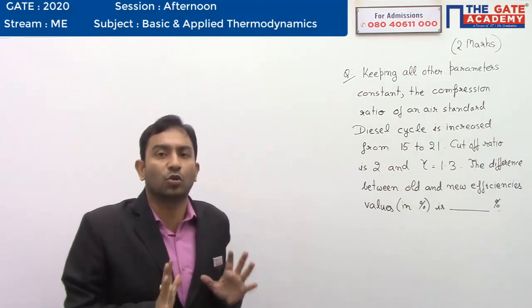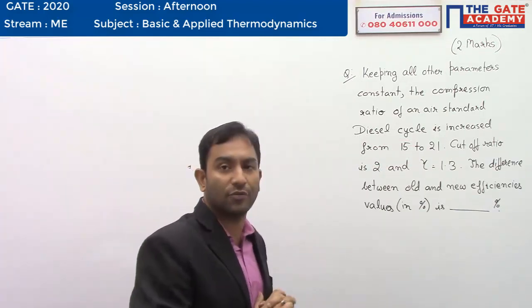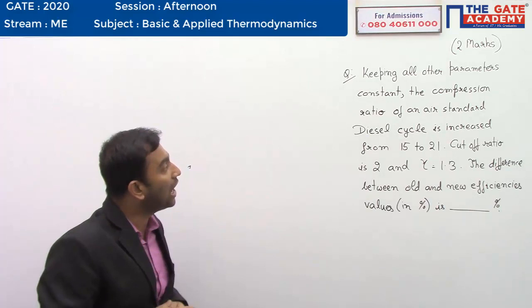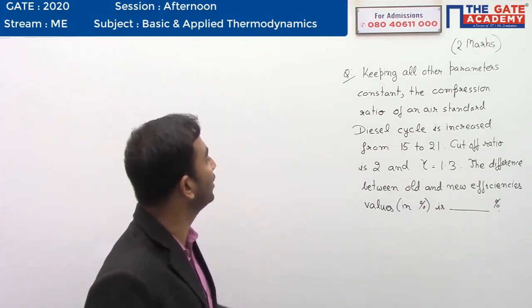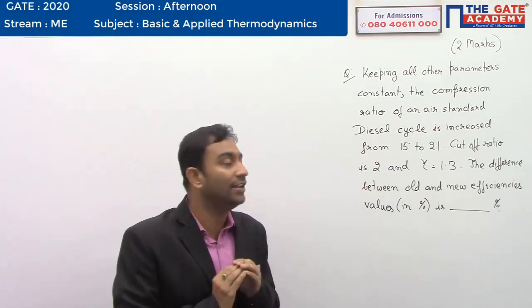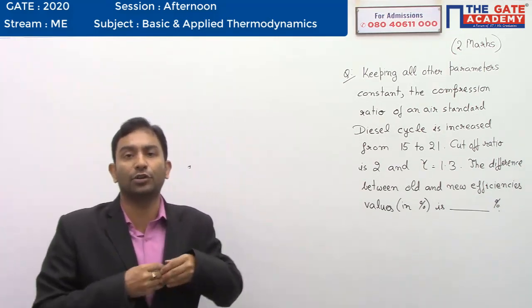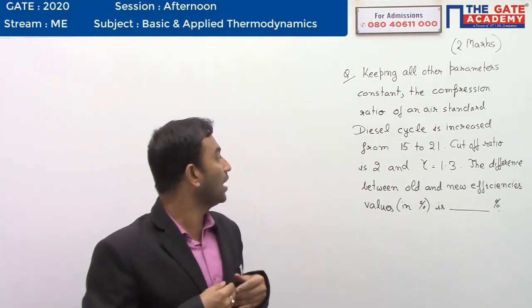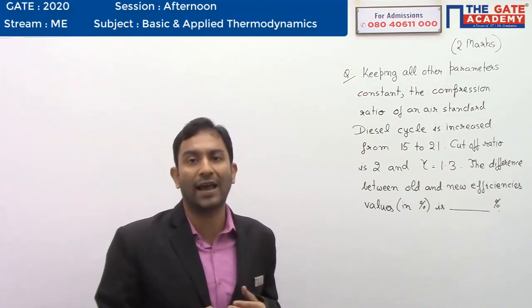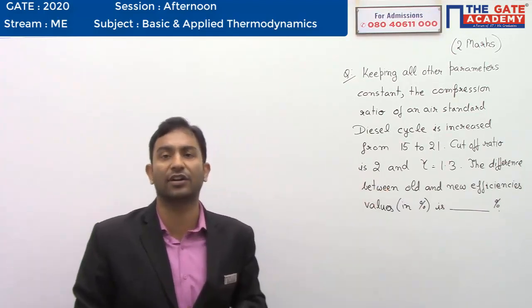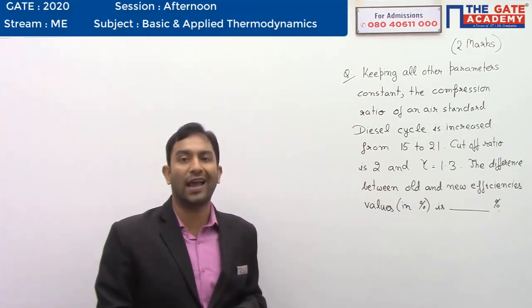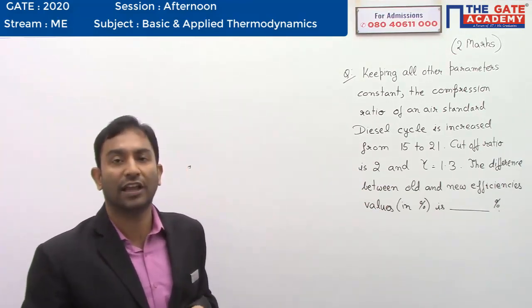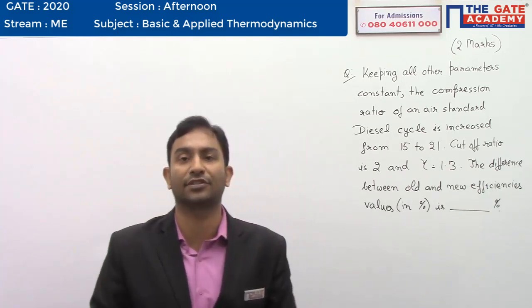Okay, so here is the next question. Let us see. This is a 2 marks question. So let us see what the question is saying. Keeping all other parameters constant, the compression ratio of an air standard diesel cycle is increased from 15 to 21. The cutoff ratio is 2 and the value of gamma is given as 1.3. The difference between old and new efficiency values in percent is dash percent.